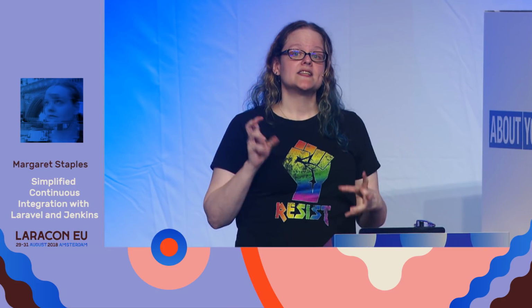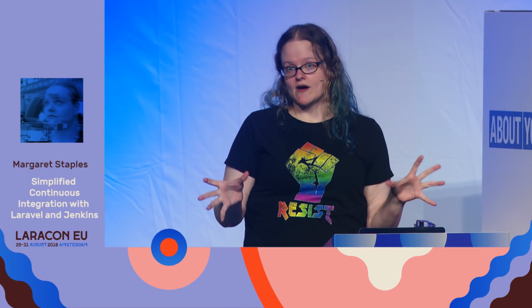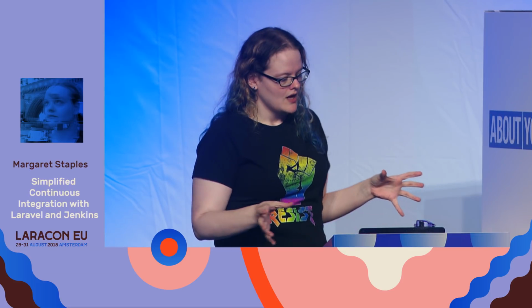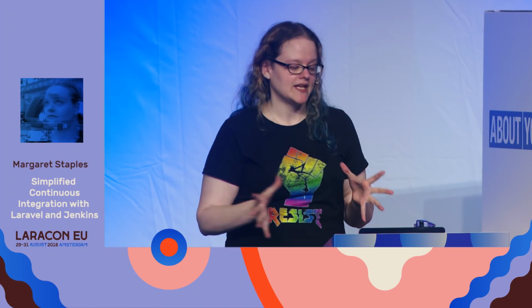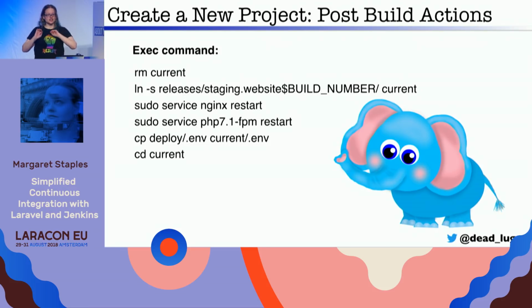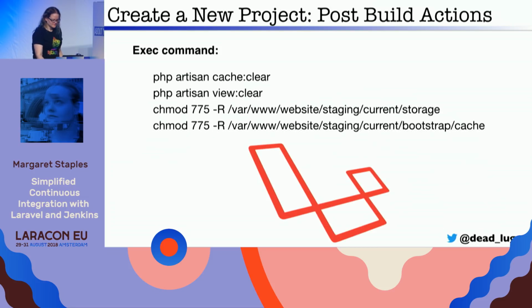All right, so the next thing we're going to do is remove that soft link named current, and then we're going to create a new soft link to the directory that we just created with our brand new build. Then we are going to restart Nginx, we're going to restart PHP 7, and we are going to copy the .env that we are keeping in deploy because we want it to be consistent into that current directory. And then we're going to enter the current directory, the imaginary current directory, the soft link.